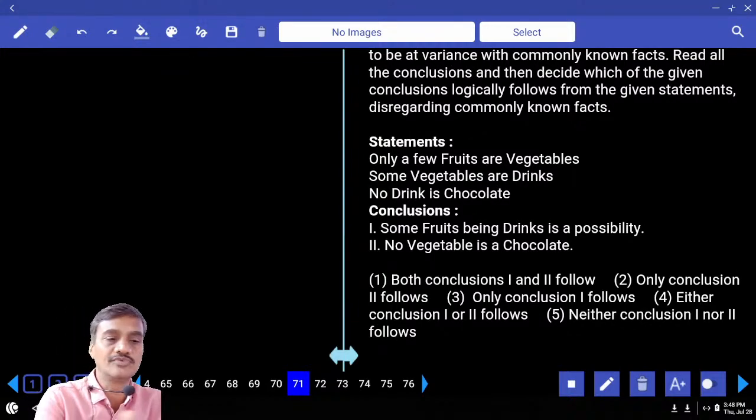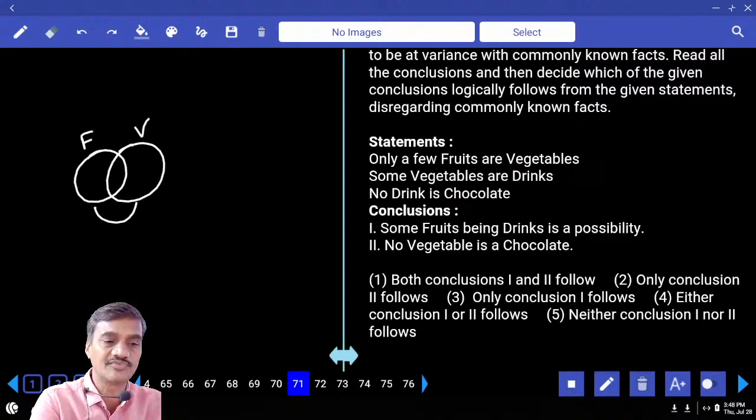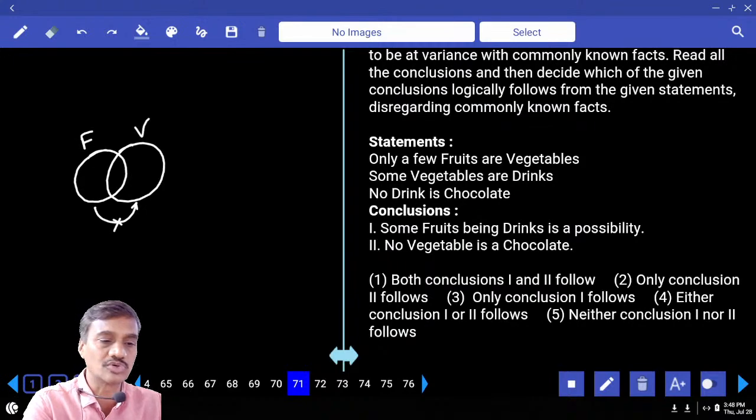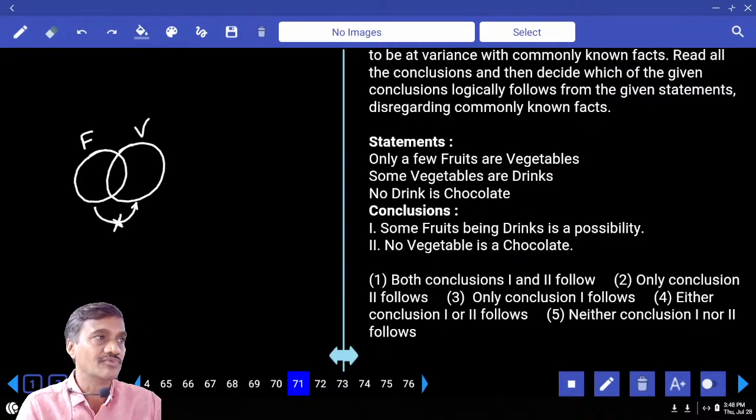Only a few fruits are vegetables. Only a few fruits are vegetables means only some of the fruits are vegetables but not all. Entire fruits మొత్తం వెజిటబుల్స్లోకి రాకూడదు, అందుకే ఇలా క్రాస్ పెట్టాం. వెజిటబుల్స్ అన్ని ఫ్రూట్స్లోకి రావచ్చు, ఫ్రూట్స్ మాత్రం వెజిటబుల్లోకి వెళ్ళకూడదు. కొన్ని ఫ్రూట్స్ మాత్రమే వెజిటబుల్స్, అన్నీ కాదు.